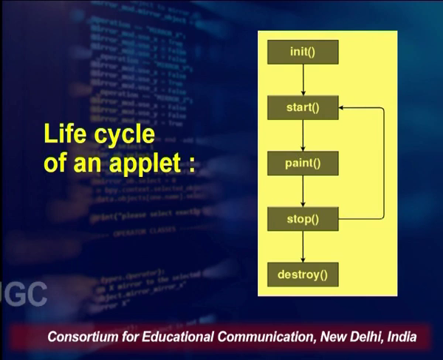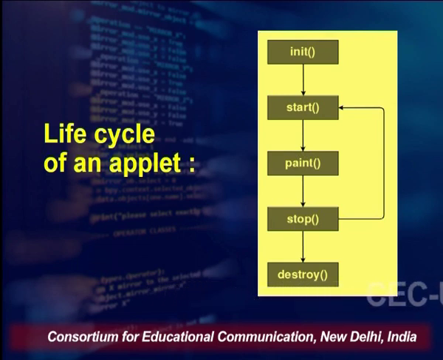and from the stopping of execution it may go into the start state again, and then this start, paint, stop cycle can be repeated any number of times. And finally, when your applet is going out of the memory, or it is completed and there is no more usage after that, a destroy function is called.